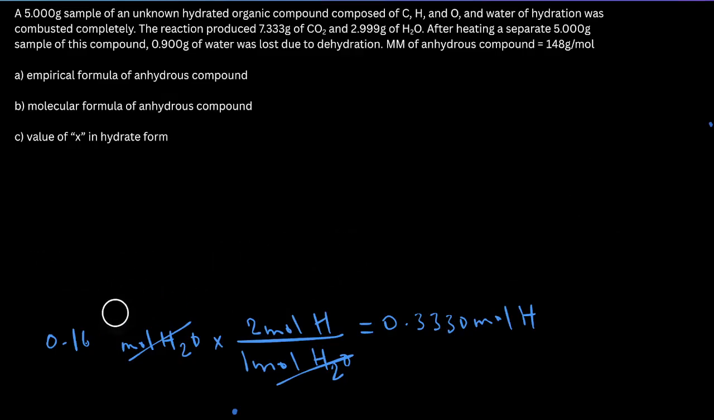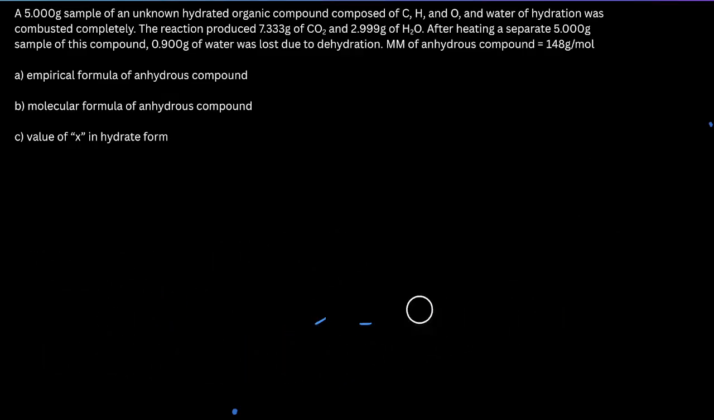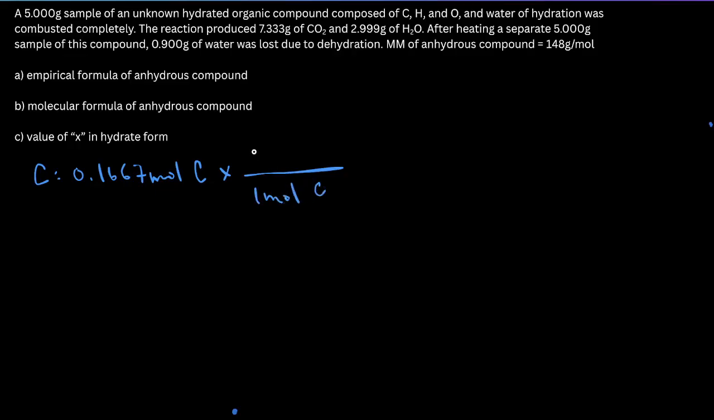But now that we have our moles of carbon and hydrogen, which we derived from the masses of carbon dioxide and water that were given to us in the problem, we can now get our masses of carbon and of hydrogen. So, if you remember, we had 0.1667 moles of carbon, which if we now multiply by the molar mass of carbon given to us in our periodic table, that would give us an answer of 2.002 grams of carbon.